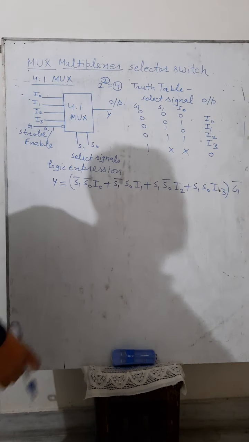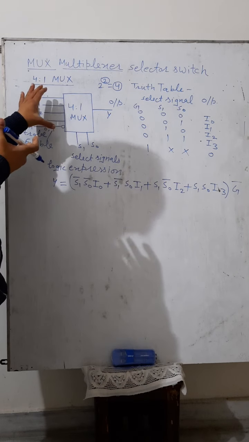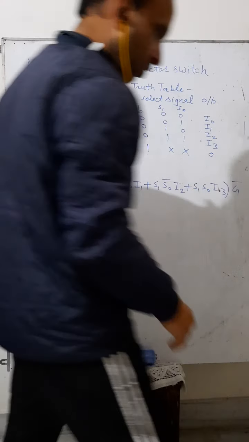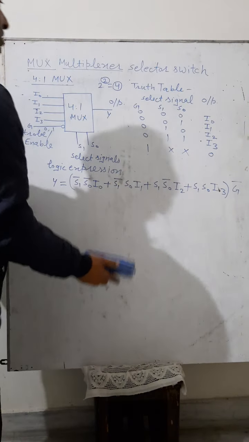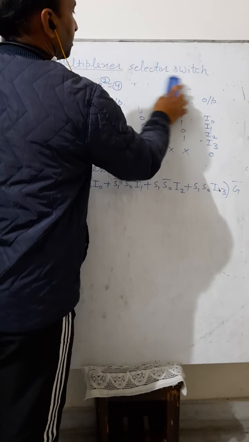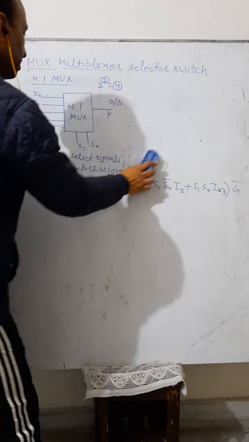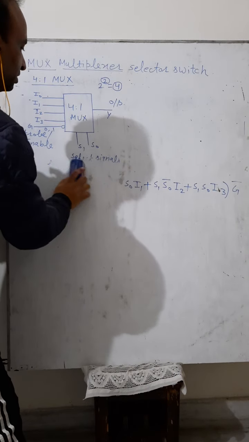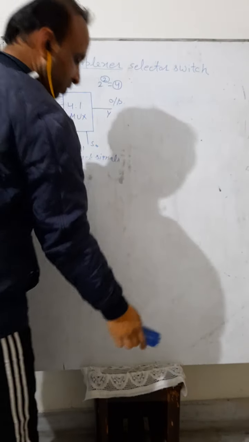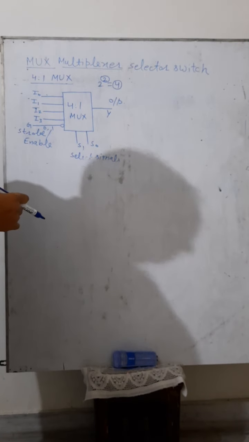Now we realize the logic diagram of this mux, because this is only the block diagram. We will draw the logic diagram of this mux. Please remember this truth table and this logic expression. Now we will draw the logic diagram of this 4:1 mux.